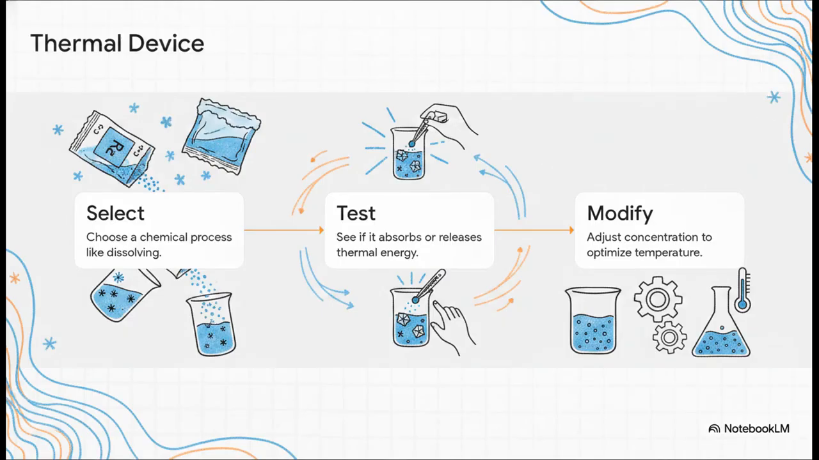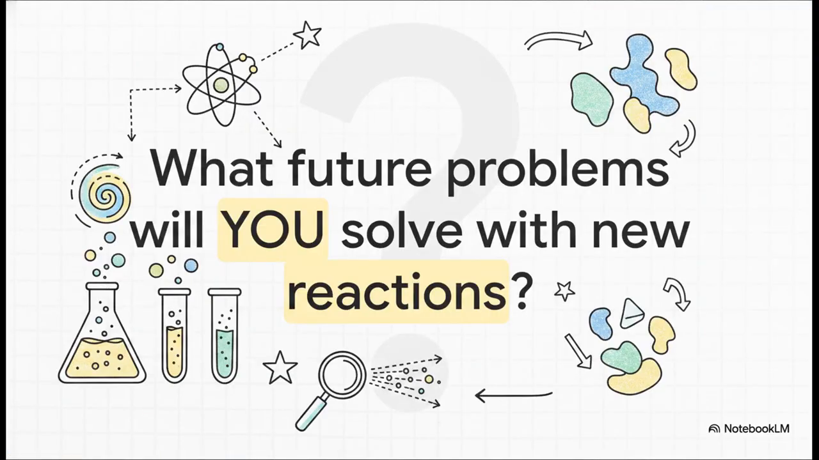Let's look at an awesome transfer task that applies what you've learned, engineering a thermal device. Imagine you're tasked with creating an instant cold pack for sports injuries. First, you've got to select a chemical process, like dissolving ammonium chloride in water. Next, you test it to see if it actually absorbs thermal energy from the environment, which is what makes it feel cold to the touch. Finally, you'd modify the design by tweaking the concentration of the substances to optimize how long it stays cold. You are literally controlling energy by manipulating a chemical reaction. How cool is that?